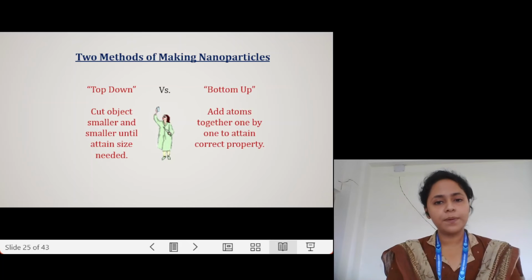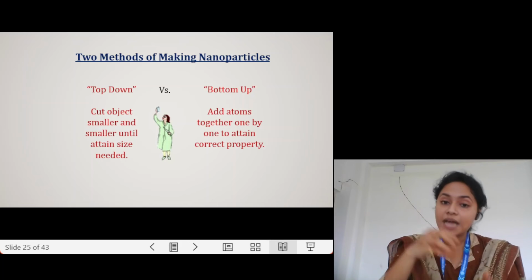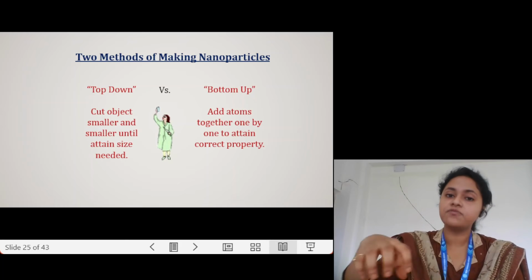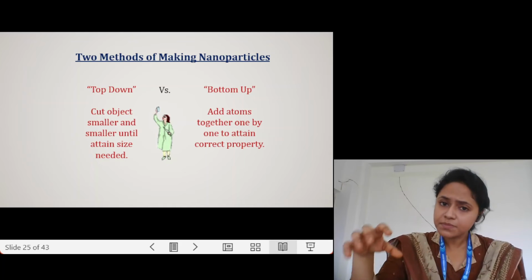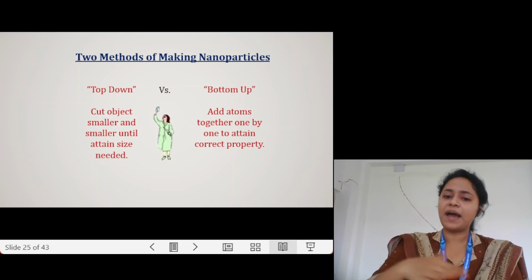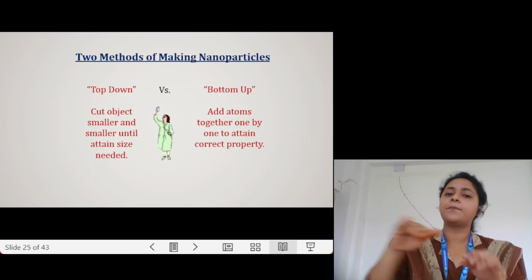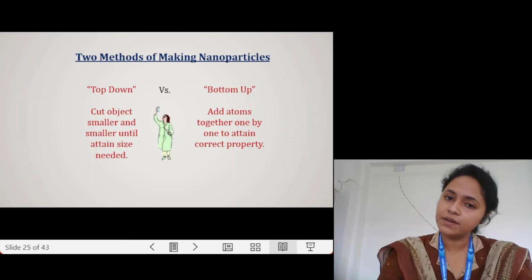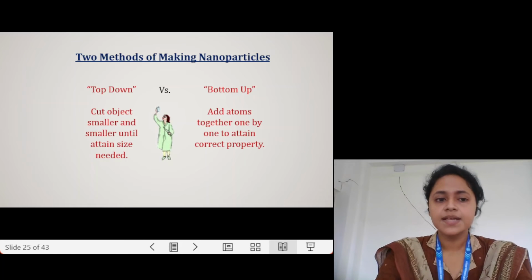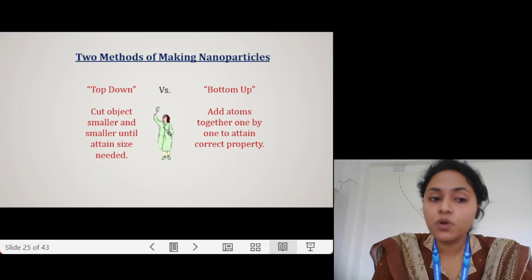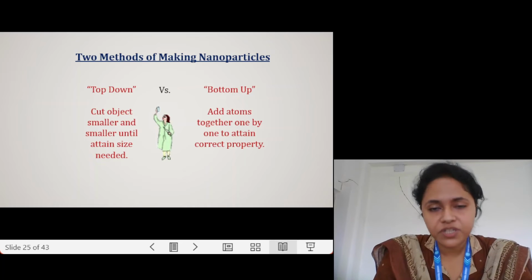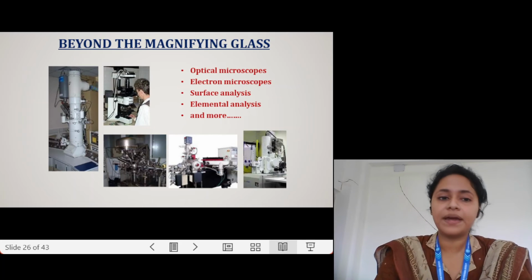The second is the bottom-up approach. So what is the bottom-up approach? You start with some molecules or some atoms, and then you start piling one above another, one above another, like that, and you stop whenever you reach that particular nano range. So these are the two different approaches by which nanoparticles are prepared.